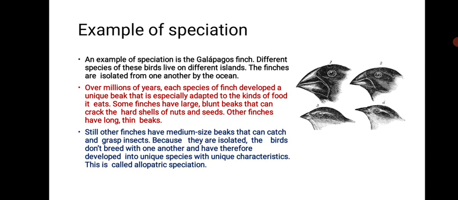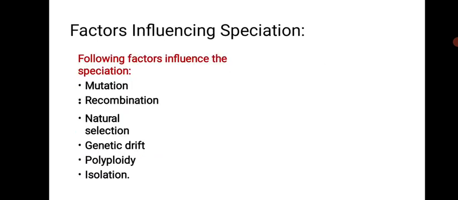Because they are isolated, the birds don't breed with one another and have therefore developed unique species with unique characteristics. This is called allopatric speciation. There are some factors influencing speciation: mutation, recombination, natural selection, genetic drift, polyploidy, and isolation.